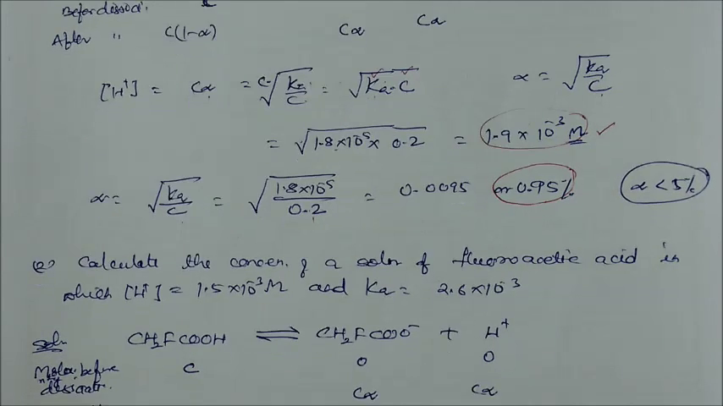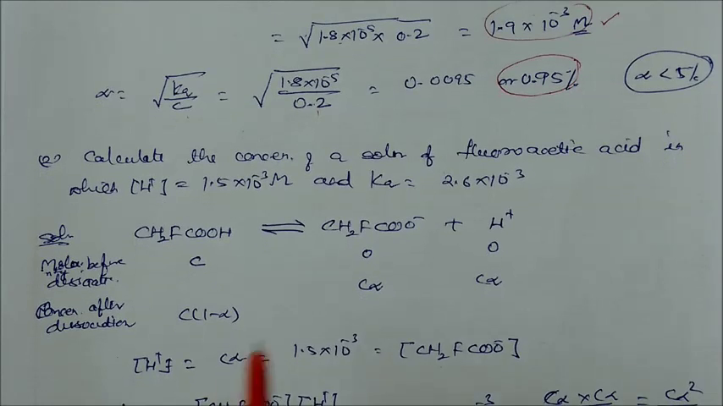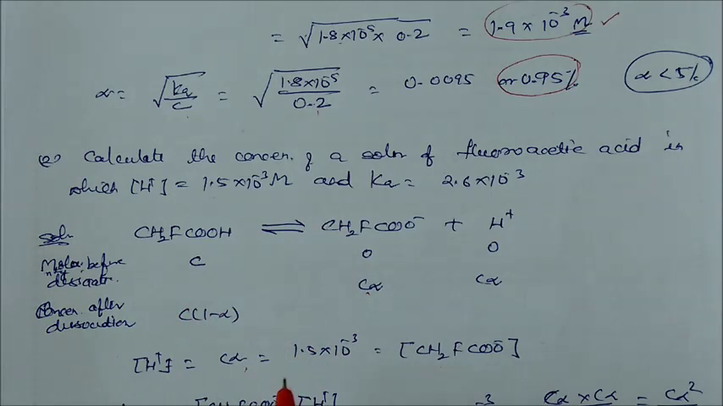So this is the initial concentration C, and after dissociation it will be C into 1 minus alpha. So here H plus is nothing but C into alpha. So C into alpha, H plus is given here. This is 1.5 into 10 power minus 3 molarity. So C alpha should be equal to this much concentration.